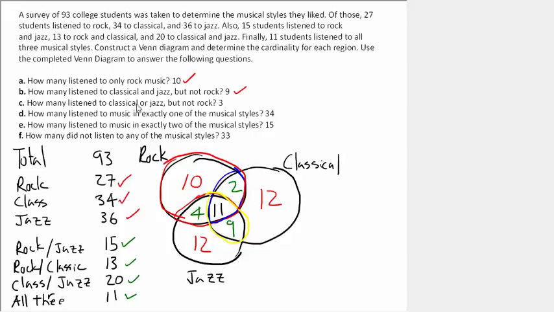All right, how many listen to classical or jazz? Oh, classical or jazz. Note the slight difference. Listen to classical or jazz, but not rock. Classical or jazz, but not rock. I'm stumped on this one. Classical or jazz. Eliminate the rock. Classical or jazz, but not rock.